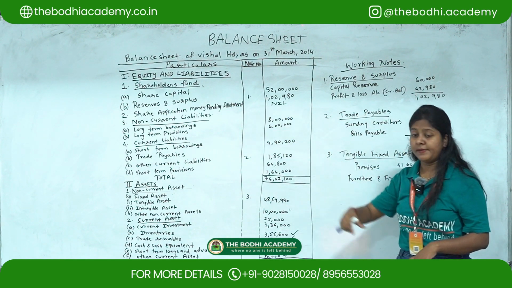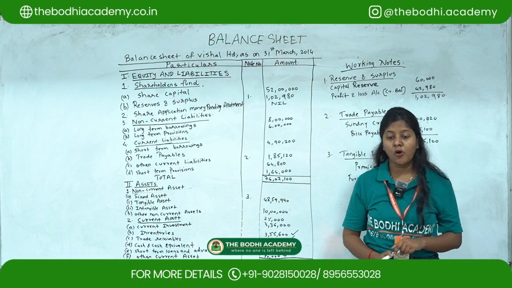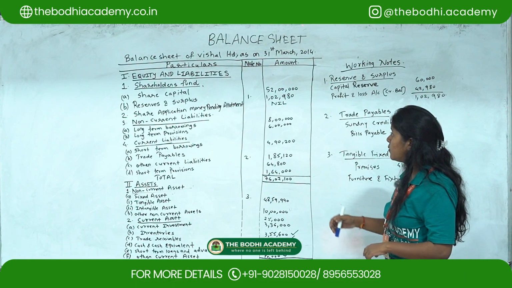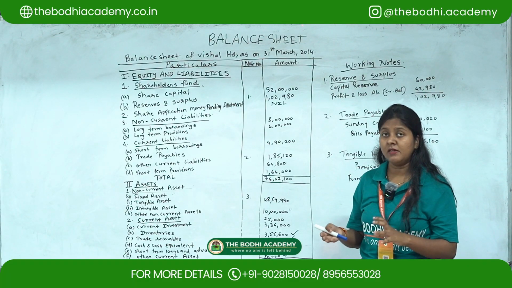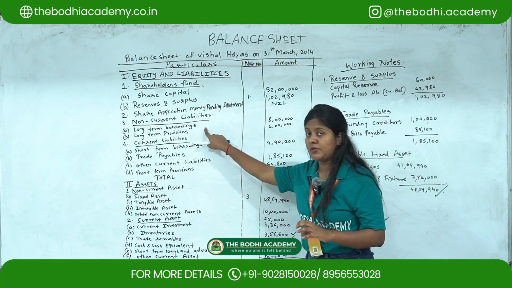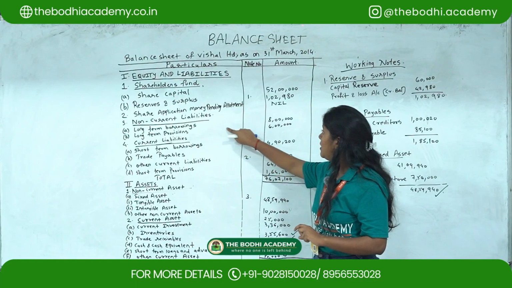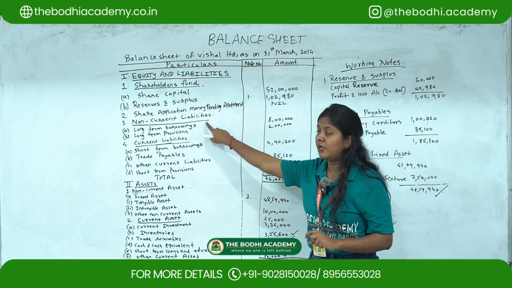And the working note you have to write down. Working note number 1. Then, loan from SBI. So, it is a loan which the company, Vishal Limited, has taken. So, it is a long-term borrowing. Since they have taken a loan of rupees 8 lakh, it will go under long-term borrowings.